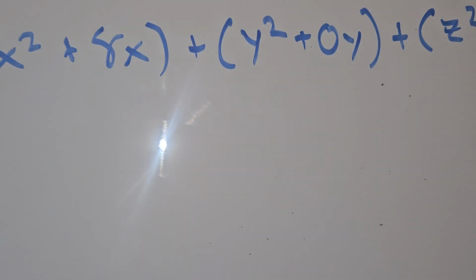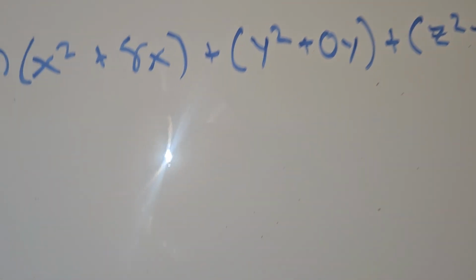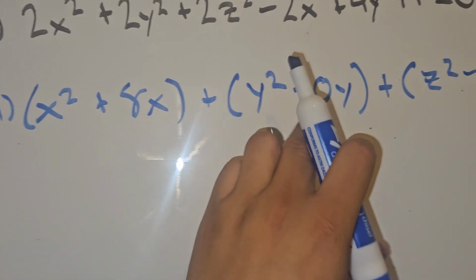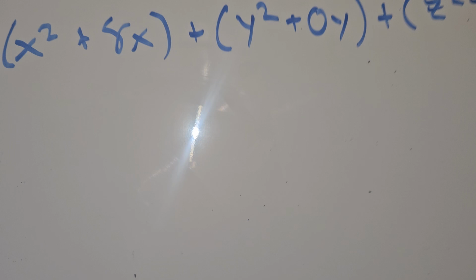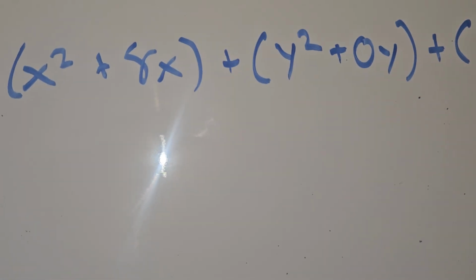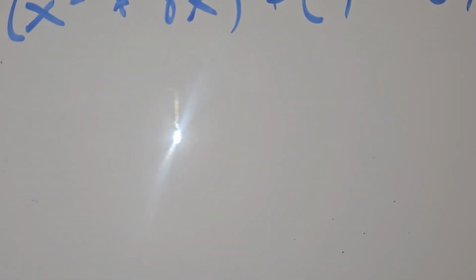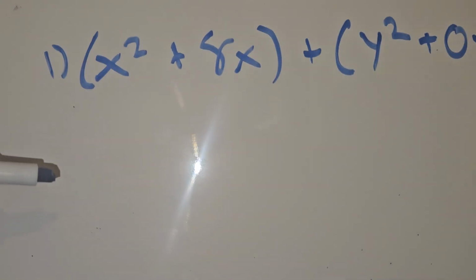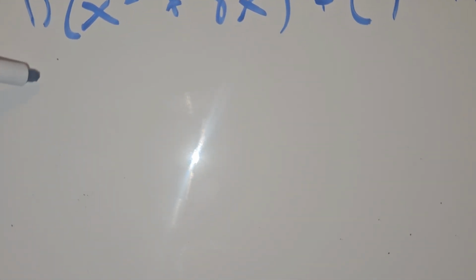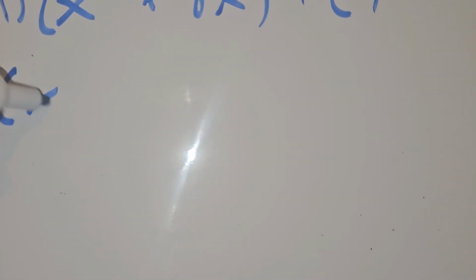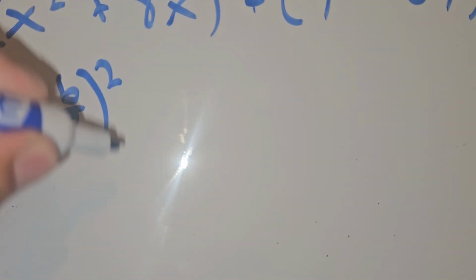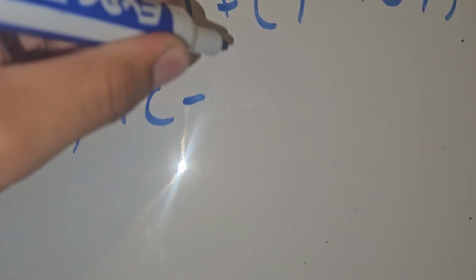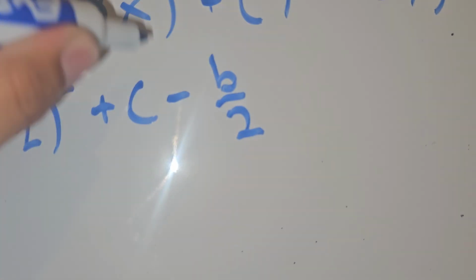Okay, so now that we have grouped them together, we are going to complete the square for each of these portions that we have separated. So we're going to have to go back to our algebra days, and the formula for completing the square is x plus b over 2, squared, plus c minus b over 2, squared.